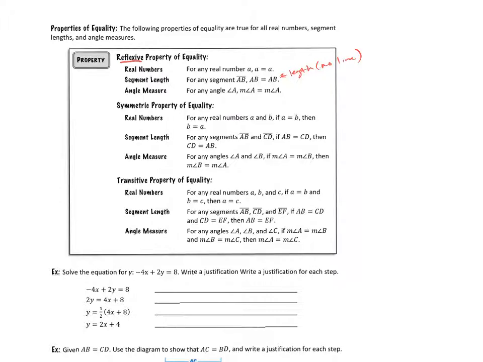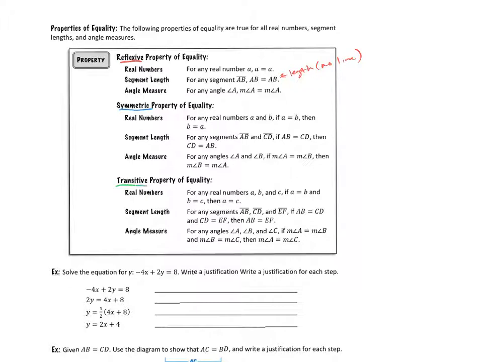For the symmetric properties of equality, this is to do with symmetry. So I can look at things backwards and forwards. For real numbers A and B, if A equals B, then B equals A. Same thing for segments AB and CD: if the length of AB equals the length of CD, I can say that in the other order. Same thing for angle measures for any angles A and B. If the measure of angle A equals the measure of angle B, then I can write it in the other order.